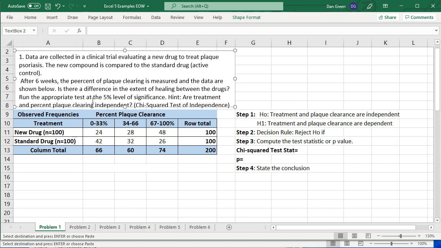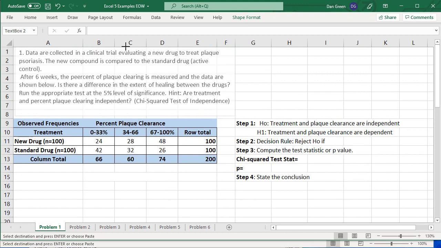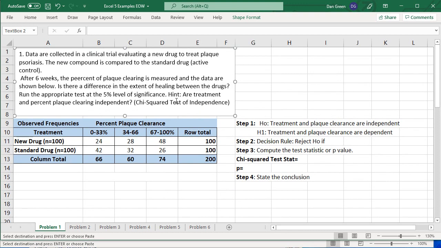We want to run the appropriate test at a 5% level of significance, and the hint is our treatment and percent of plaque clearing are independent. So in other words, we want to do a chi-squared test of independence. With a hypothesis test, as a chi-squared test is, you always have 4 steps. Step 1 is to state your null and alternative hypotheses.